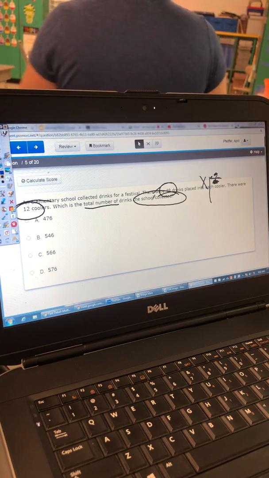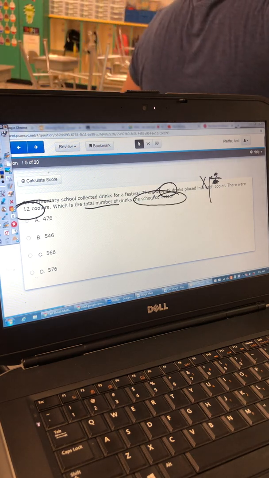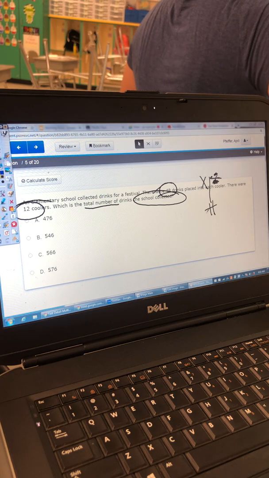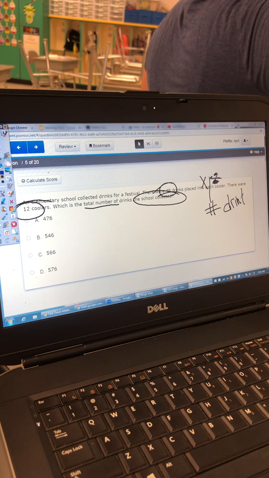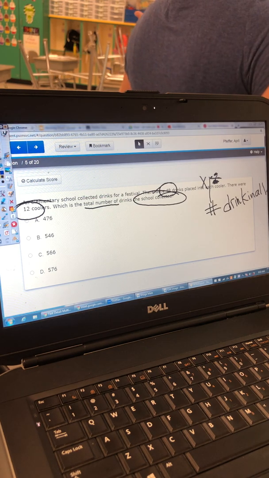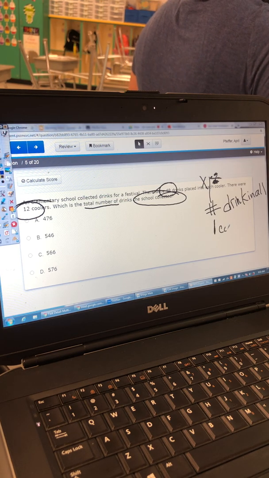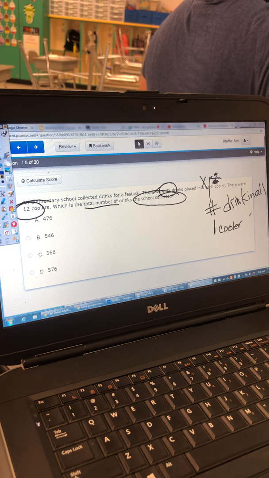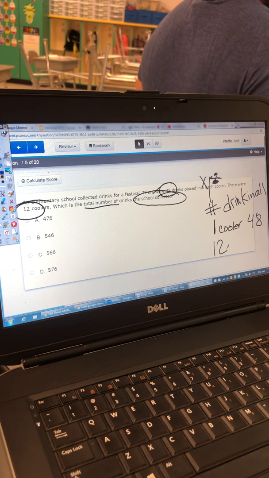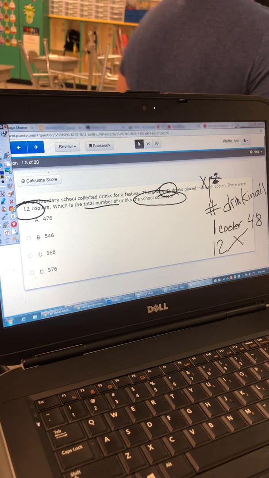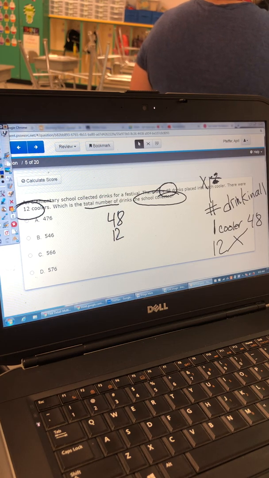So we want the total amount of drinks. So we'll say it's asking number of drinks in all. And we know that one cooler holds how many drinks? 48. And we have 12 coolers. So what do we need to do? Multiply 48 times 12.